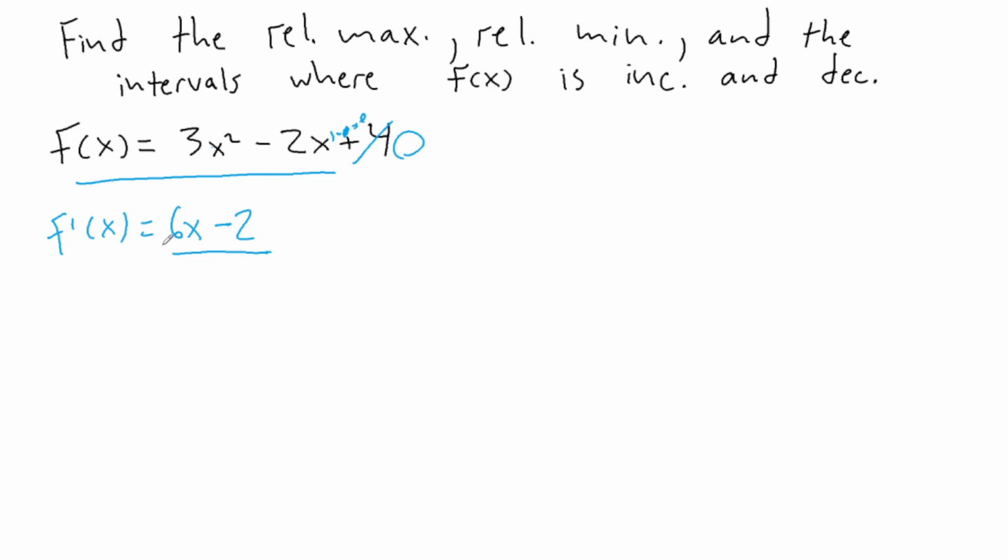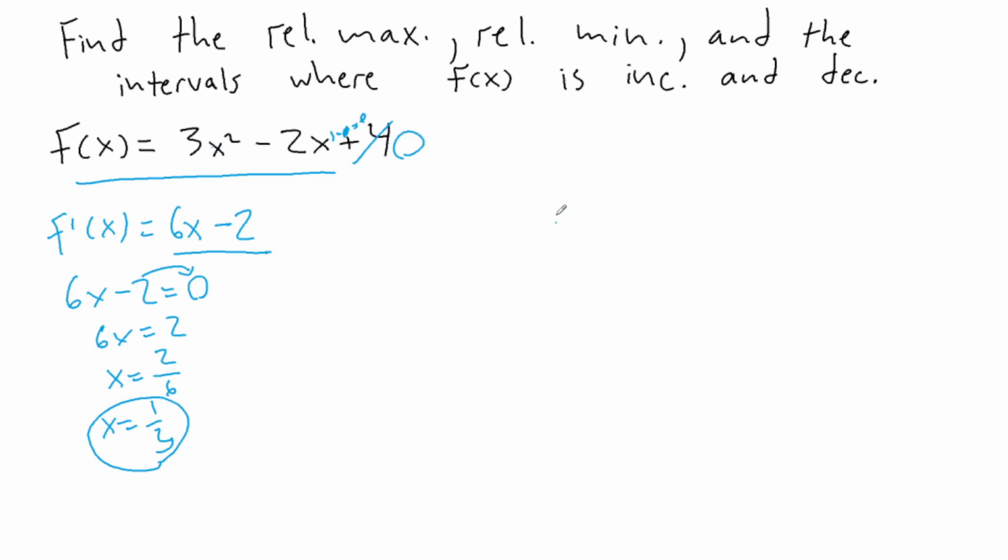Now, with f prime of x, we're going to set it equal to 0 so that we can find our critical numbers. So 6x equals positive 2, so x equals 2 over 6, which is 1/3. This is our only critical number, x equals 1/3, because it's a polynomial, so it's not going to be undefined anywhere. So we're only worried about where f prime of x is equal to 0, which is at x equals 1/3.